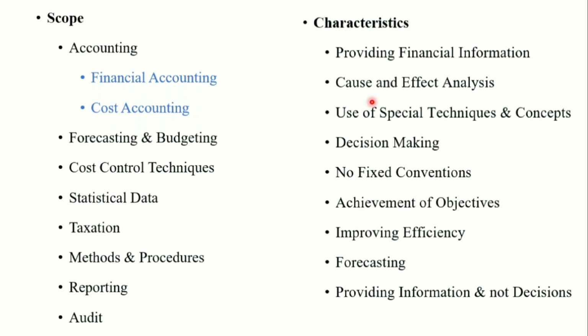Second characteristic is cause and effect analysis. See, financial accounting confines itself to presentation of the profit and loss account and balance sheet. The management accounts analyze the cause and effect of the facts and figures thereon. For example, if there is a loss, the causes for the loss are investigated in management accounting, and if there is a profit, the variables affecting the profit are also analyzed, and the amount of profit is compared with the expenditure, sales, and capital employed to draw the appropriate conclusion relating to the effect of those items on the profit. That is cause and effect analysis.